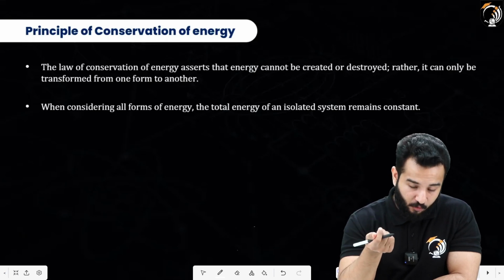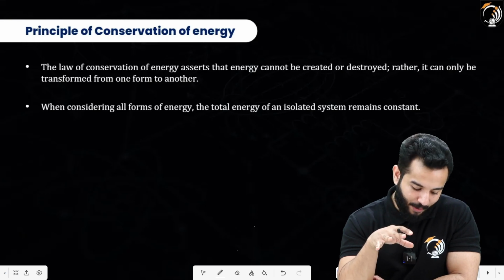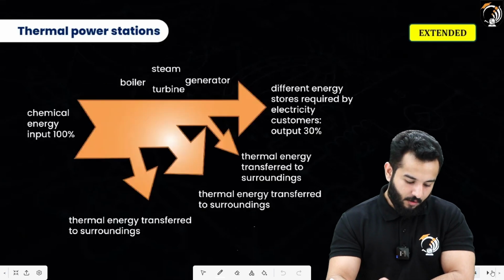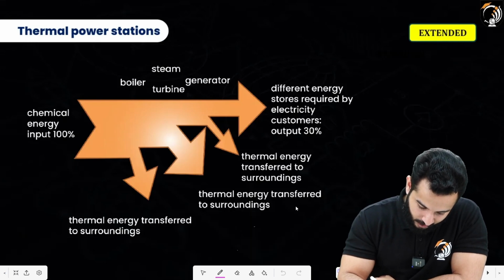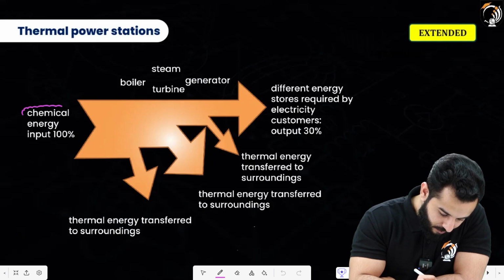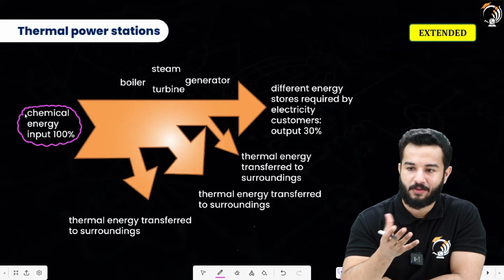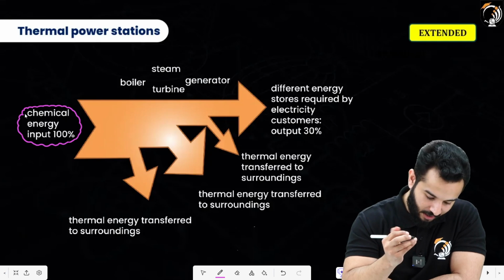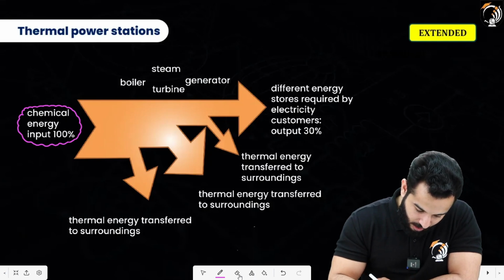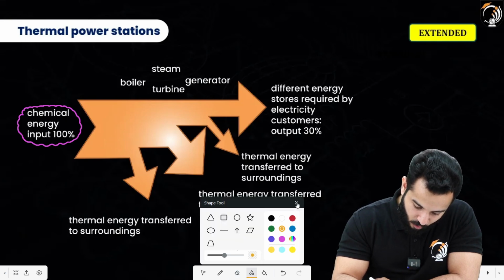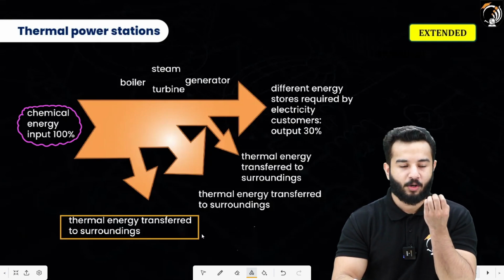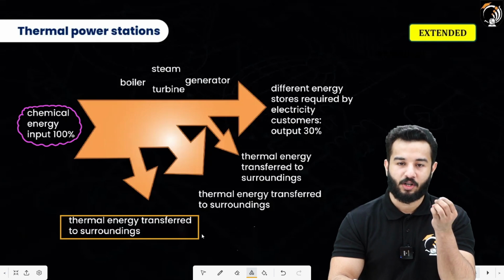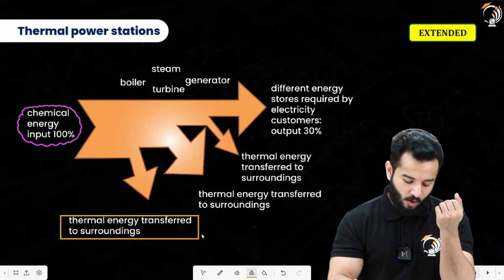So for a better understanding, let's take an example. We have got a diagram over here. In this, initially we have taken chemical energy, which has got 100%. We are assuming that we have got 100%. Obviously when we are taking an amount, we are taking it as 100%. Now out of it, a small part of energy is being converted into thermal energy transferred to surroundings, because we can't really have 100% insulation.